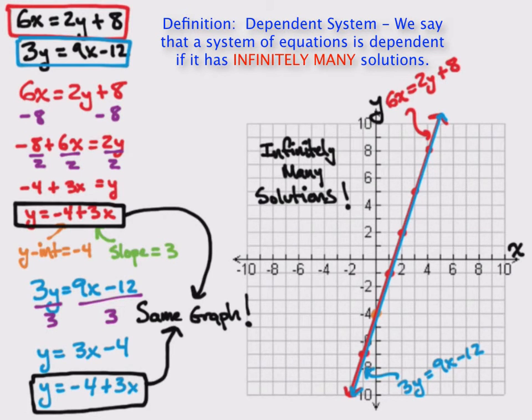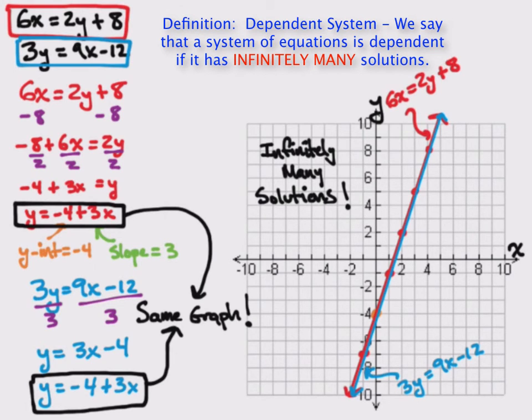One note, it might be tempting to say all real numbers as our solution set, but that's not the case. It's not that any ordered pair is going to be a solution. There just happen to be infinitely many ordered pairs that are going to be solutions to this system of equations.